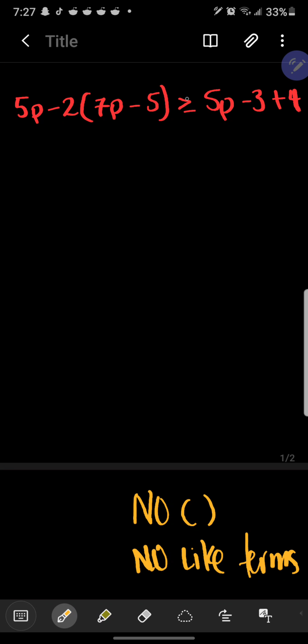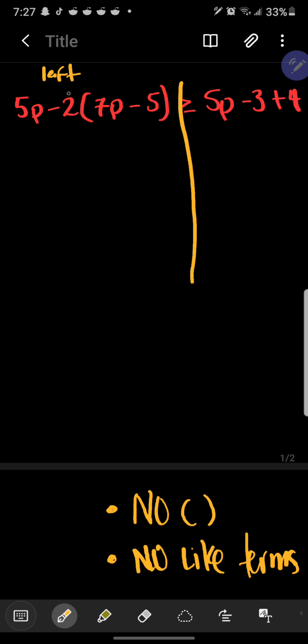This is a multi-step inequality, and we're going to begin. Always put the border on top of the symbol and work on the left side. So here's the left side. That's the first one that we're going to try to simplify. You have to remember that we need to get rid of the parentheses, and we need to get rid of the like terms. Okay, let's begin.